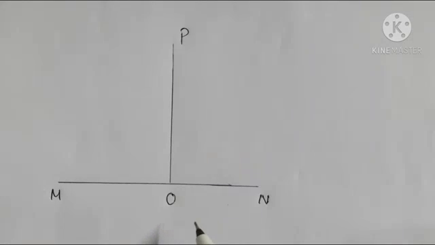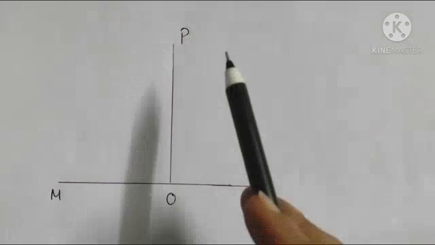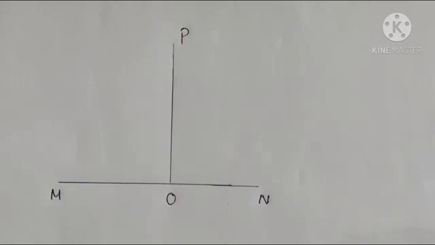First, let me tell you about perpendicular lines. We say that the electric pole is perpendicular to the ground, the wall is perpendicular to the floor of the room. When we stand erect, we are perpendicular to the floor. Here the line segment MN is horizontal and the line segment OP is vertical. We can say that the line segments MN and OP are perpendicular to each other.